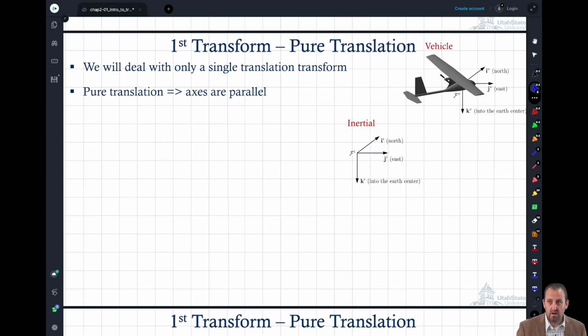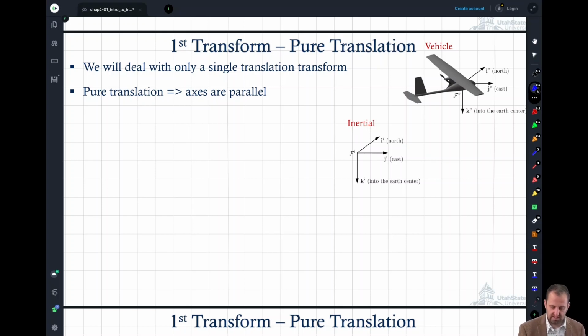So we are going to only deal with a single translation transform where we're taking from the inertial to the vehicle frame. So that'll be our major transform. And the idea here is we have some inertial frame. For us, it's going to be called our northeast down frame. And we want to translate that coordinate frame over to where the aircraft is. So basically the center of gravity of our aircraft.